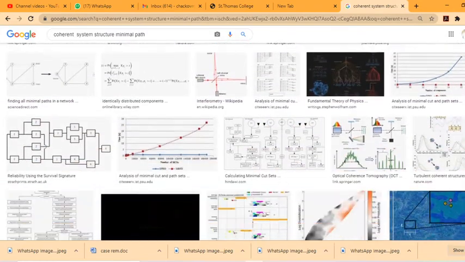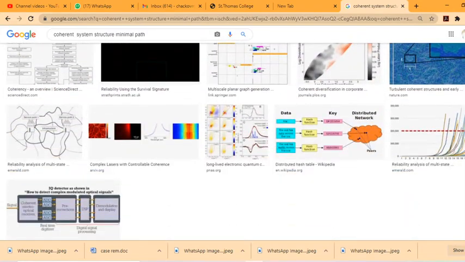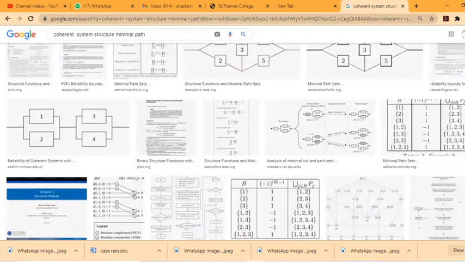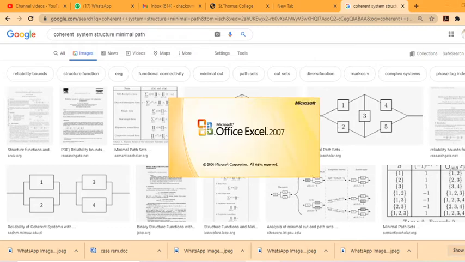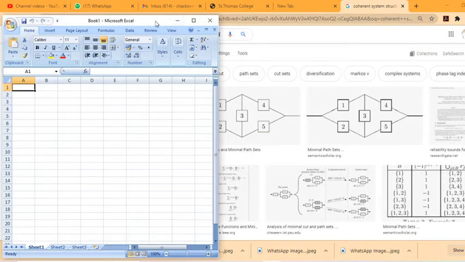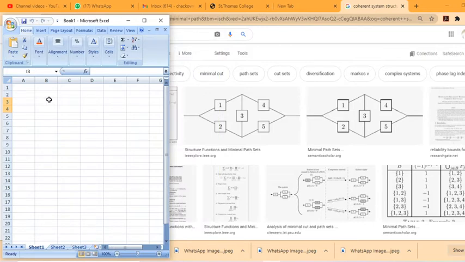Yeah, there are several bridge structures available in Google. No problem. Anyway, we can refer to this one. When we refer to this bridge structure, what are the possible combinations? For the system functioning, what are the possible combinations for the system to be in functioning state?